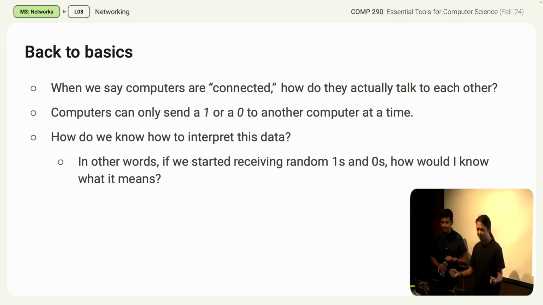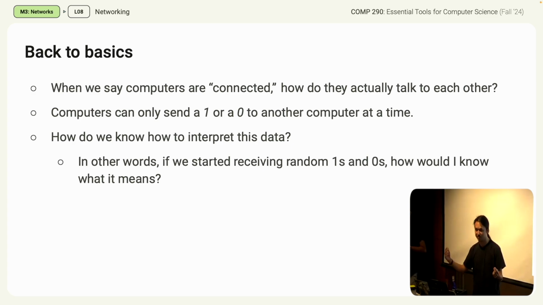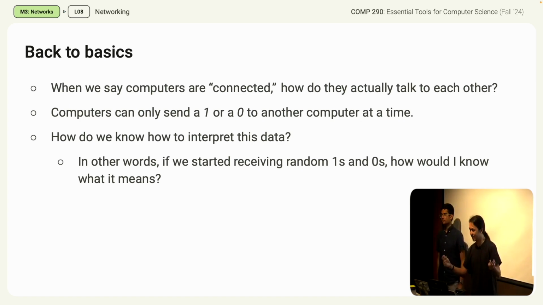We have a cable running between them, but what actually happens over that cable? Fundamentally, computers can only send a 1 or a 0 to the other computer at once. So if you think of fiber optic, which is really common now, that's just a cable that carries light. And so a 1 or a 0 at its most fundamental is either the light is on or the light is off. It's a 1 or a 0. But when you dig down to it, that's the most you can send over a wire at once. It literally is binary.